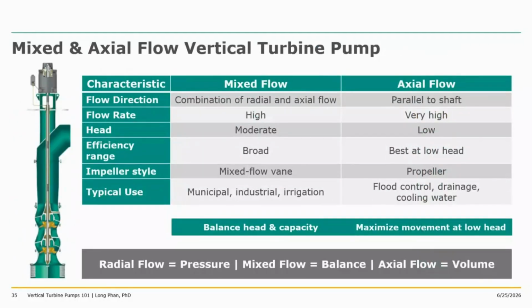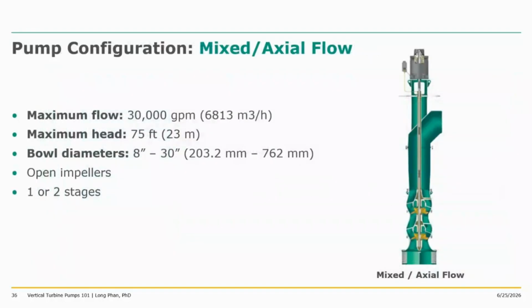Now, the last type of pump within the line shaft turbine is what we call the mixed or axial flow vertical turbine pump. Basically, the focus of these pumps is on more flow and low to moderate head.